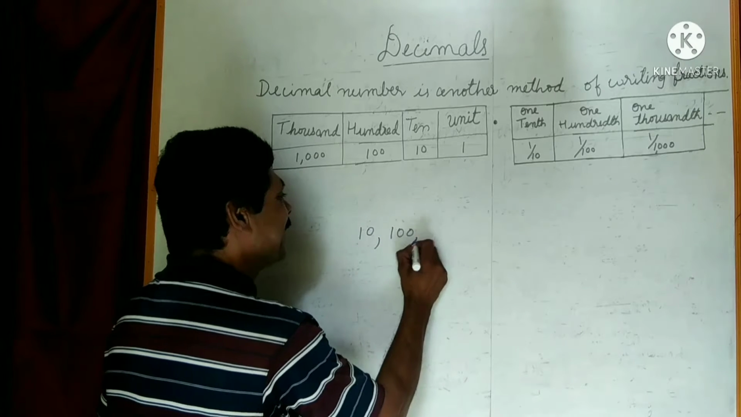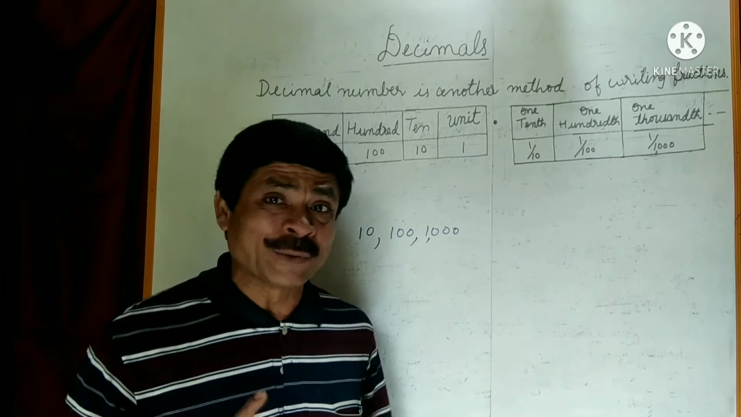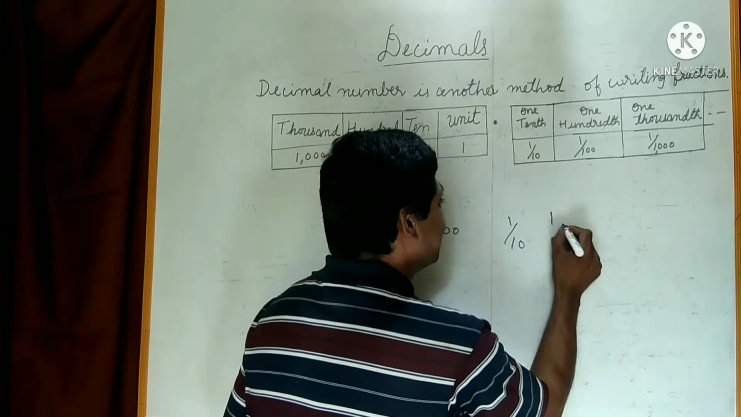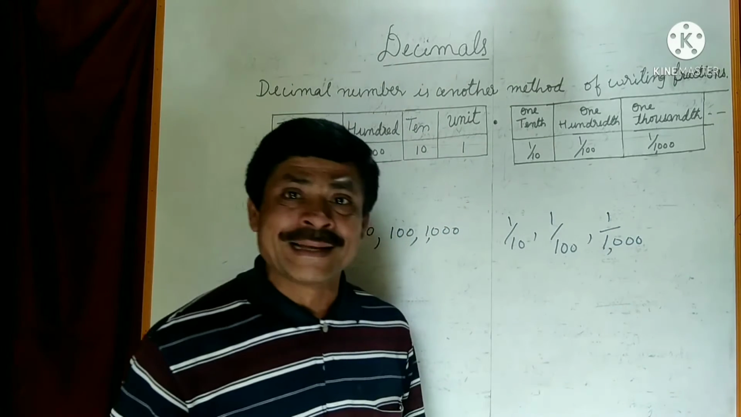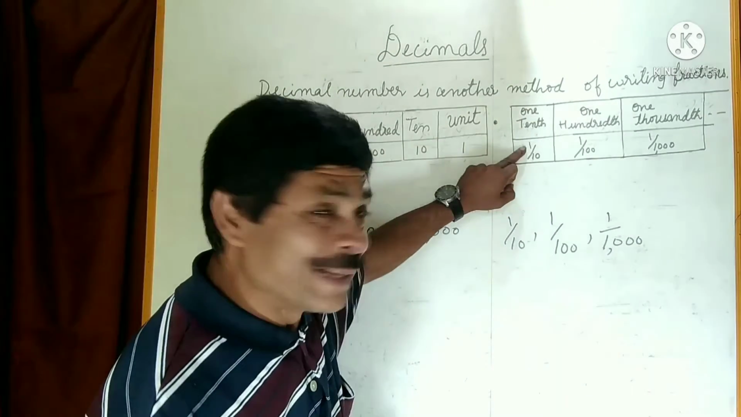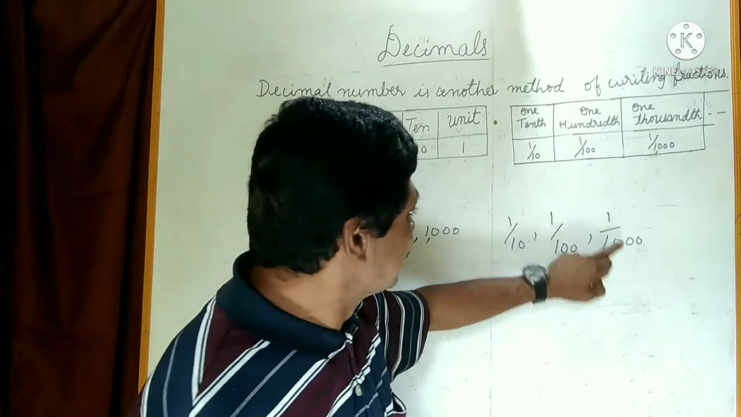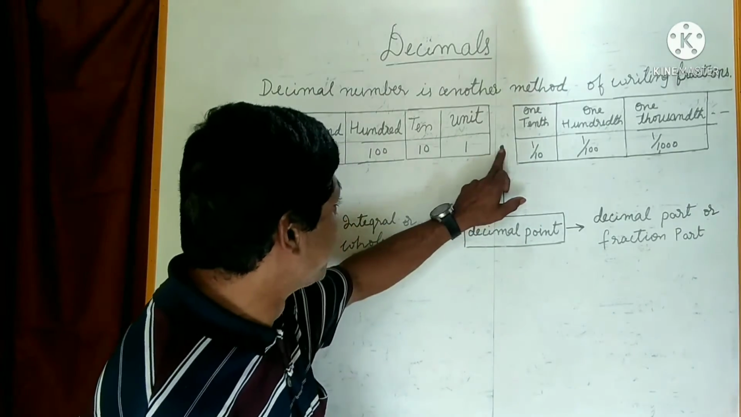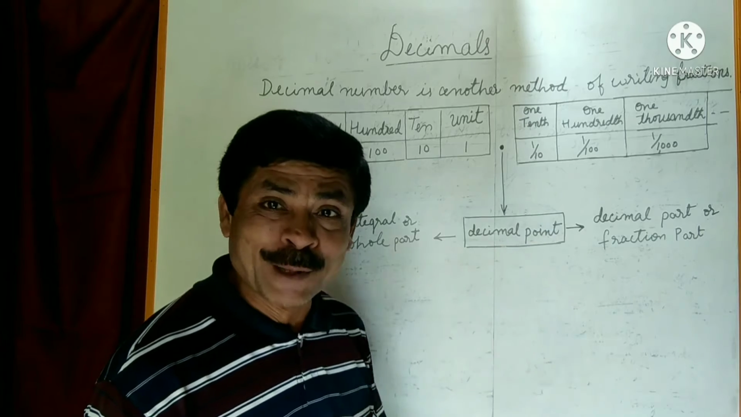You have learned how to write 10, 100, 1000 in place value chart. Now think how we will represent 1/10, 1/100, 1/1000 in place value chart. 1/10 is represented in 1/10th place, 1/100 in 100th place, 1/1000 in 1000th place. A point placed between unit place and 1/10th place is called the decimal point.